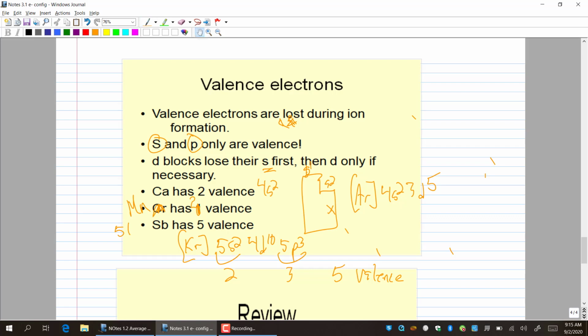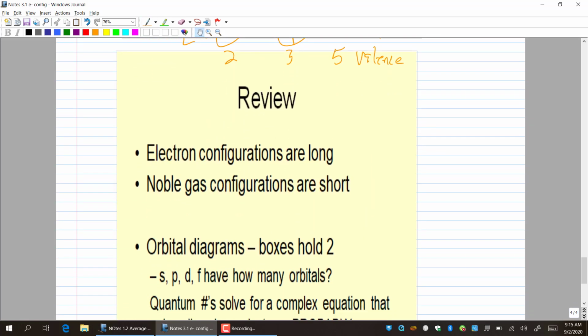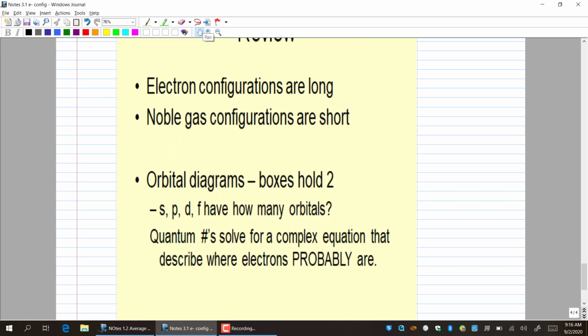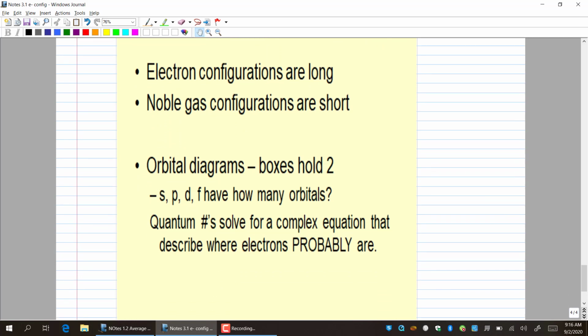That's it. Review: electron configurations are long. Noble gas configurations are short. Orbital diagram boxes hold 2 electrons. S, P, D, F have how many orbitals? 1, 3, 5, 7 orbitals. And then quantum numbers are gone. Sorry. But that's it. So we are fully finished here, I would say.